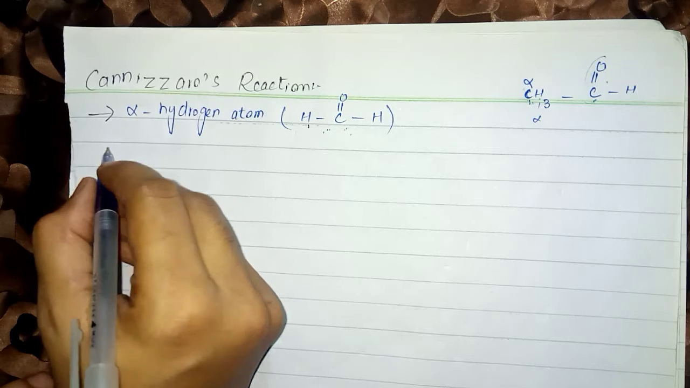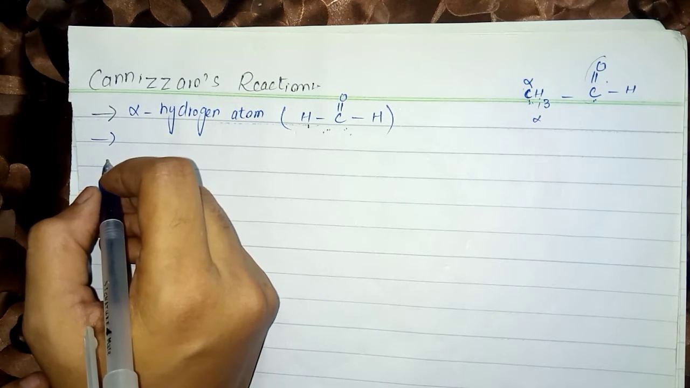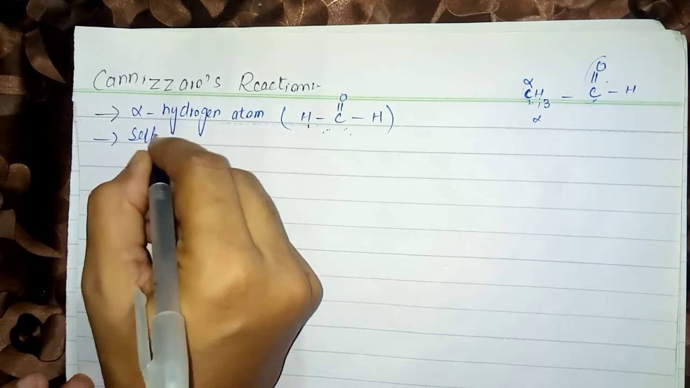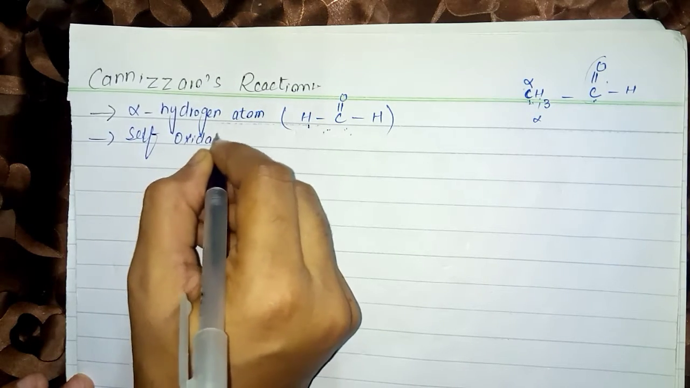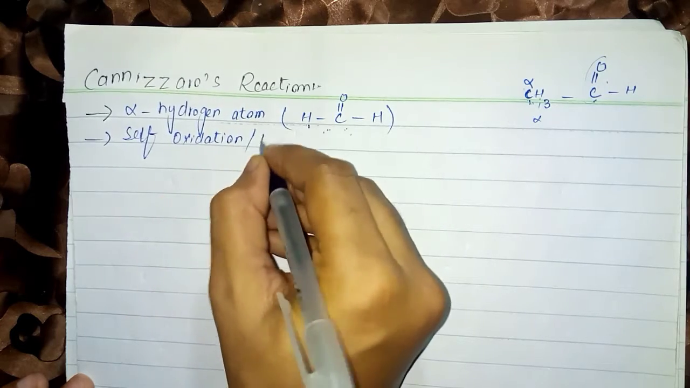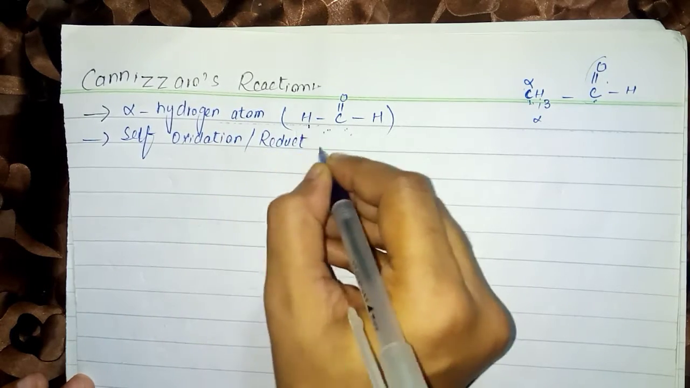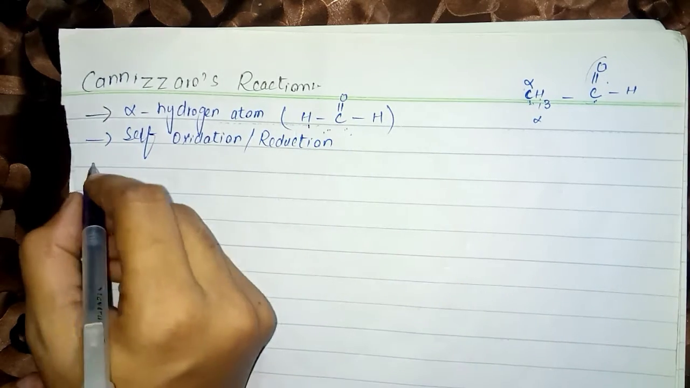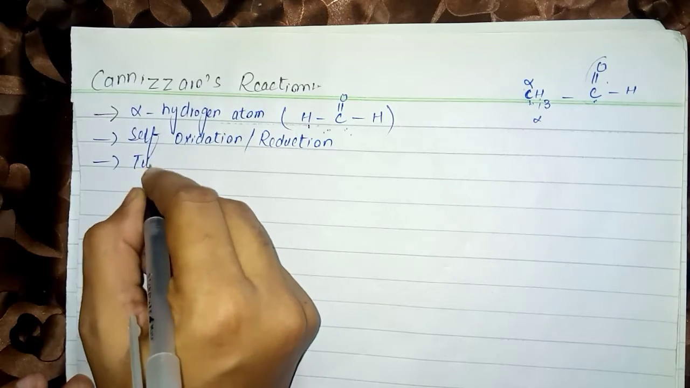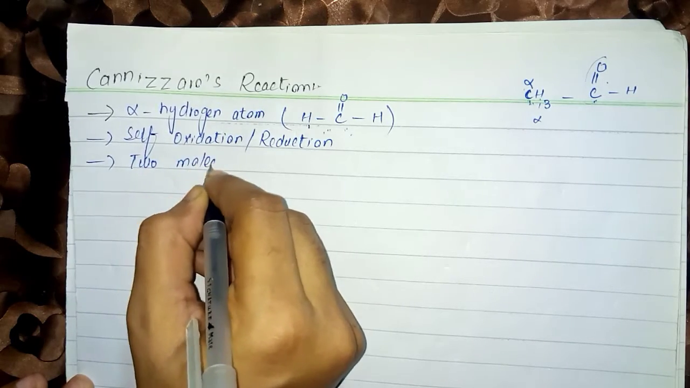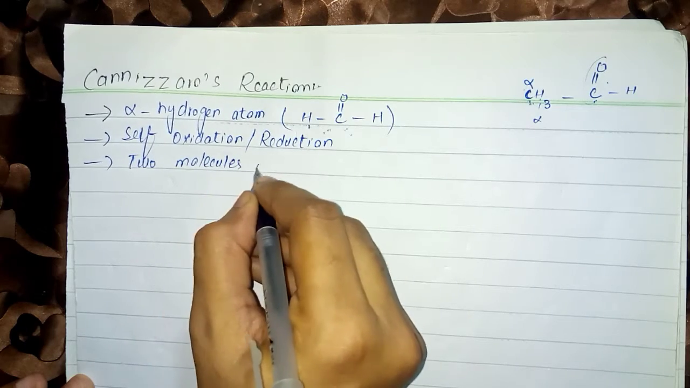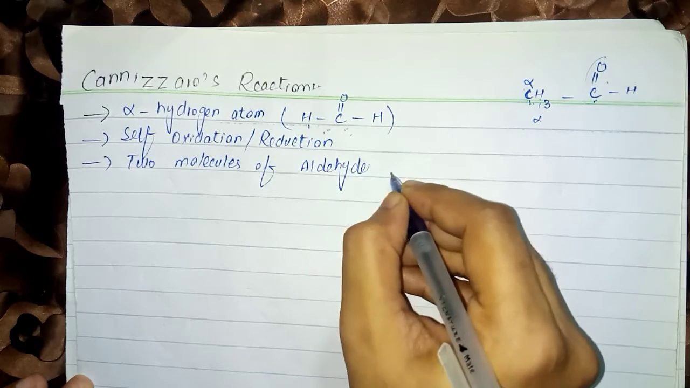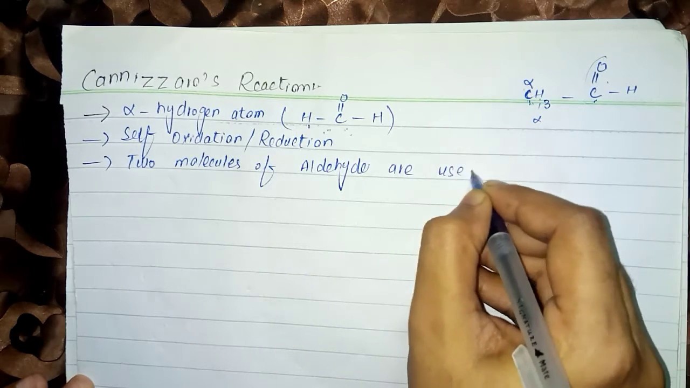The next point is that this is called a disproportionation reaction. Why do we call it a disproportionation reaction? Just because of self-oxidation and reduction. Self-oxidation and reduction mean that within one molecule, oxidation and reduction take place. And the third point is that in this reaction, two molecules of aldehyde are used in this reaction.